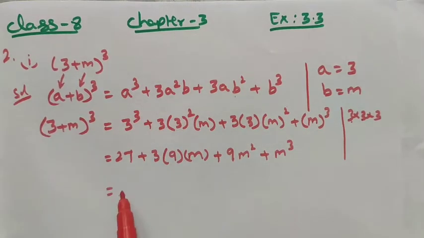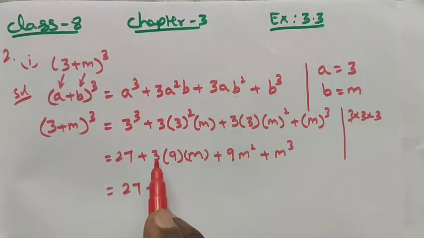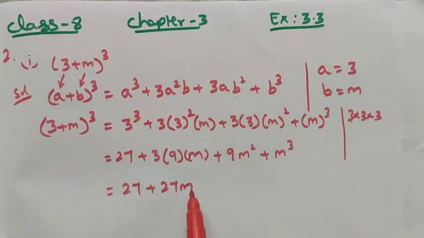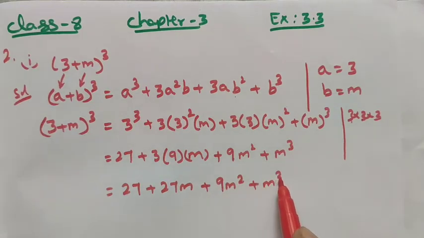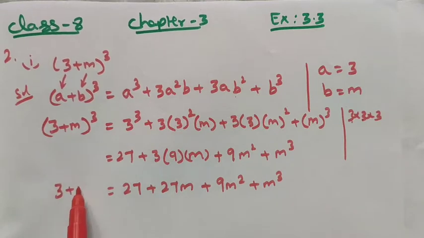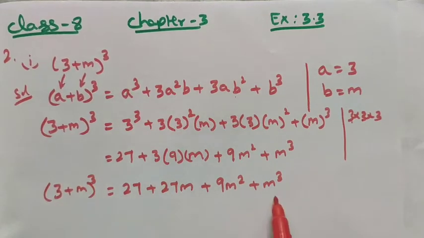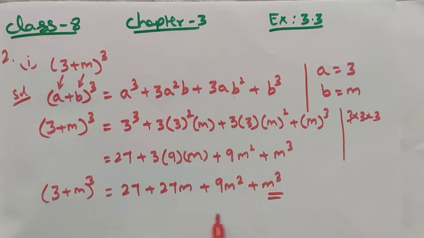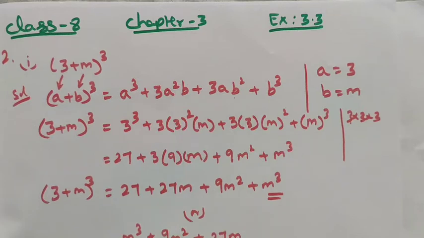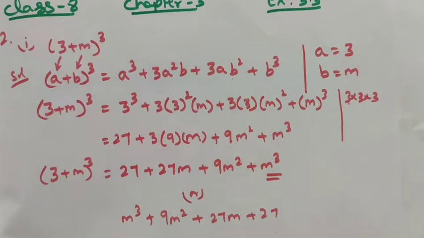Now this term is equal to 27 plus 3 9s are 27 into m plus 9 m square plus m cube is the expanded form of (3 + m) whole cube. You can leave it here itself or you can rewrite in that form: the term m cube first, and then m square in the second term, m as the third term, and then the constant term. The standard form of algebraic expression, right?